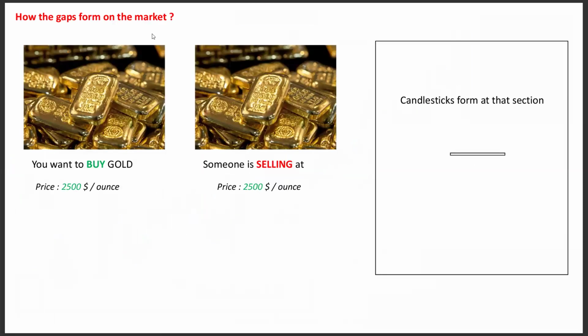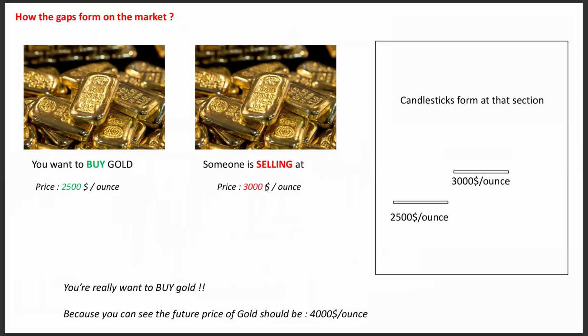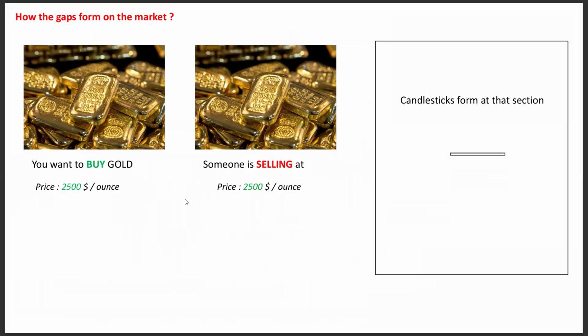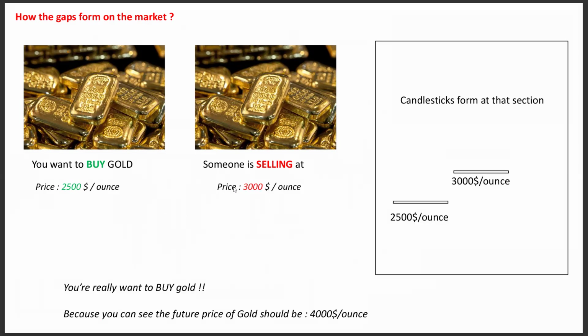Now, why do gaps form? So, for example, you want to buy gold and the price is $2,500 per ounce. Someone is selling at this price, you want to buy here. But then you still want to buy gold and there's someone selling at 3,000. You buy gold immediately because you really want it and you feel that gold will spike in the future. So you don't really care about the price that the person is offering. You understand?